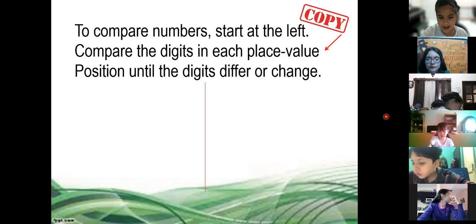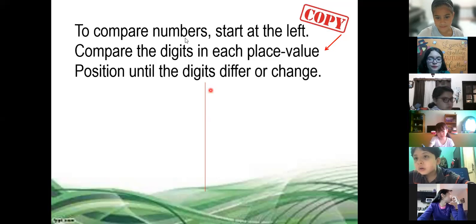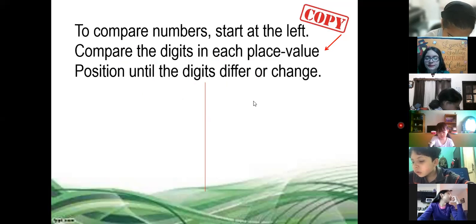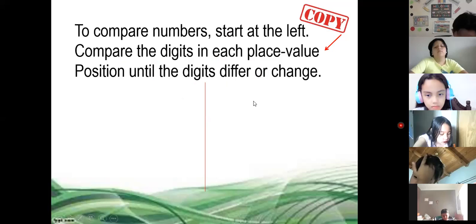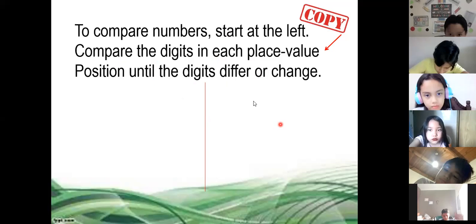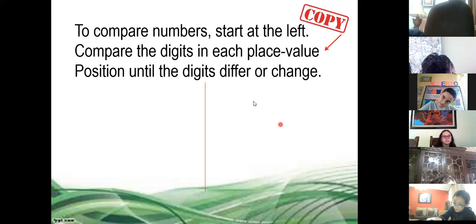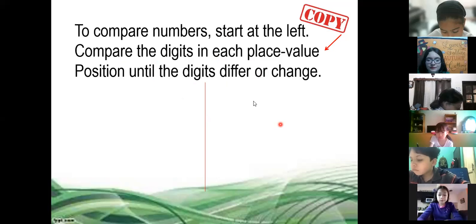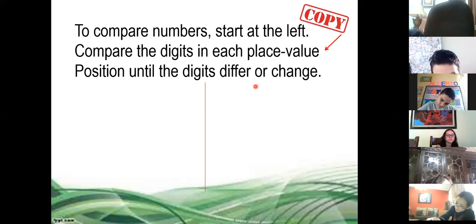Just copy this information. Just write the information of comparing.